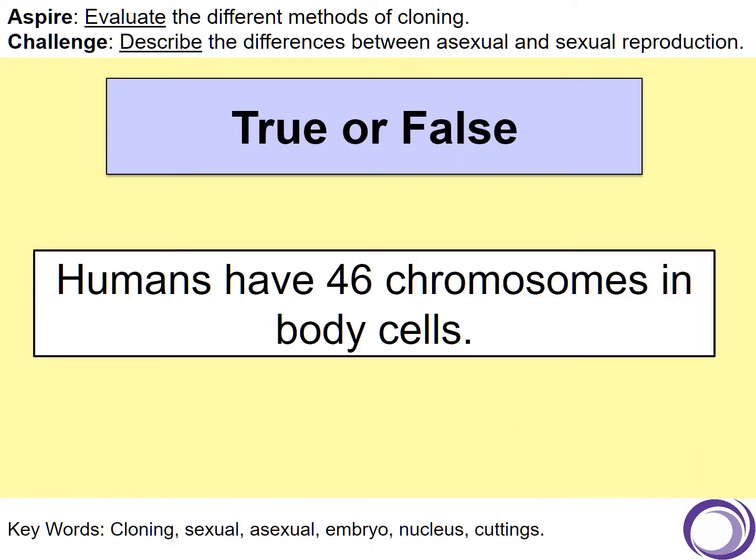Okay, so we're just going to finish off with a series of true or false questions. Each time I'm just going to give you 5 seconds just to make a note of T for true, F for false, and let's see what we know. So humans have 46 chromosomes in body cells. True or false? Okay, it's true. 23 pairs of chromosomes in each body cell makes a total of 46. The only exceptions to that rule are the gametes, because they have a single set of chromosomes, so they would just have 23.